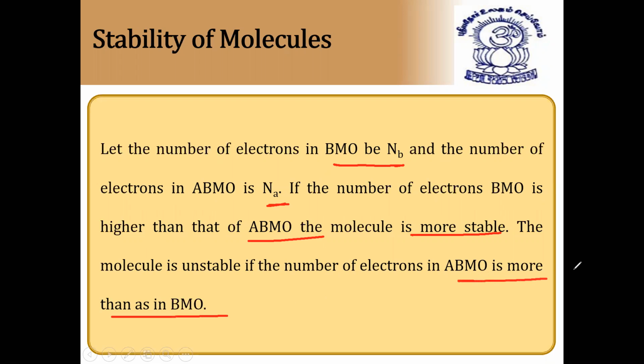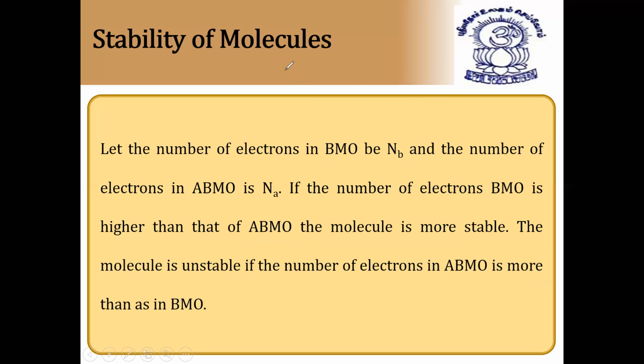As I told you, if the number of electrons in anti-bonding molecular orbitals is more than in bonding molecular orbitals, it is not possible, and the molecule is unstable. In reality, there is no unstable molecule. Almost all the molecules are stable. So the number of electrons in BMO, the bonding molecular orbital, is Nb, and in the anti-bonding molecular orbital is Na. If Nb is higher than Na, the molecule is more stable.